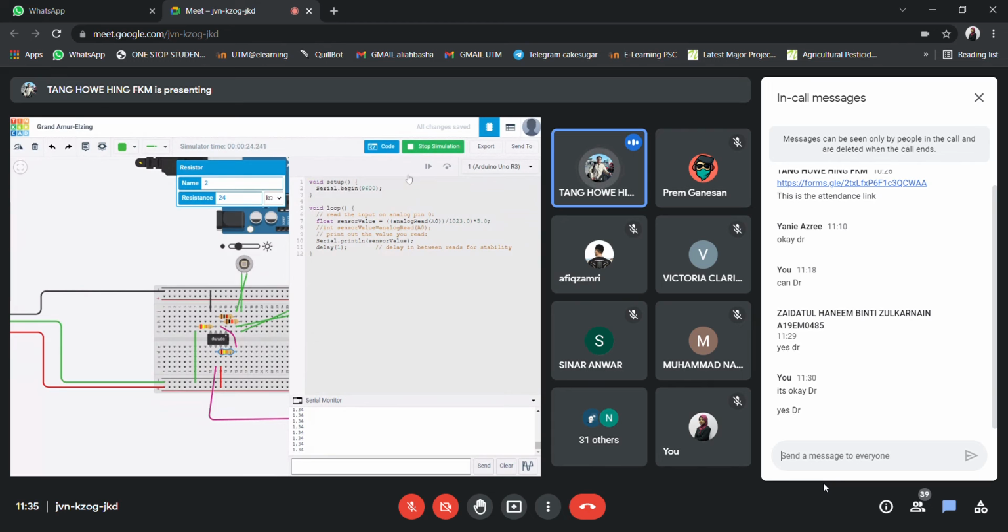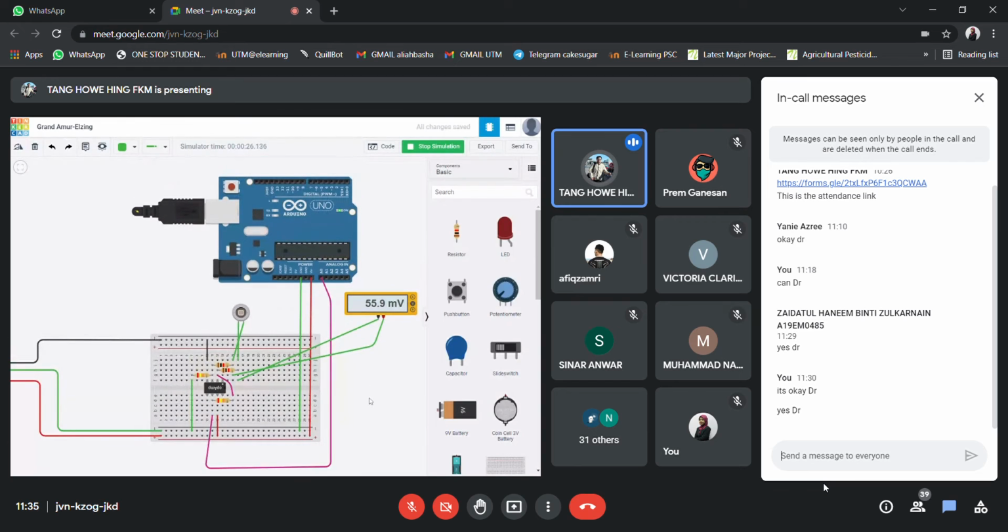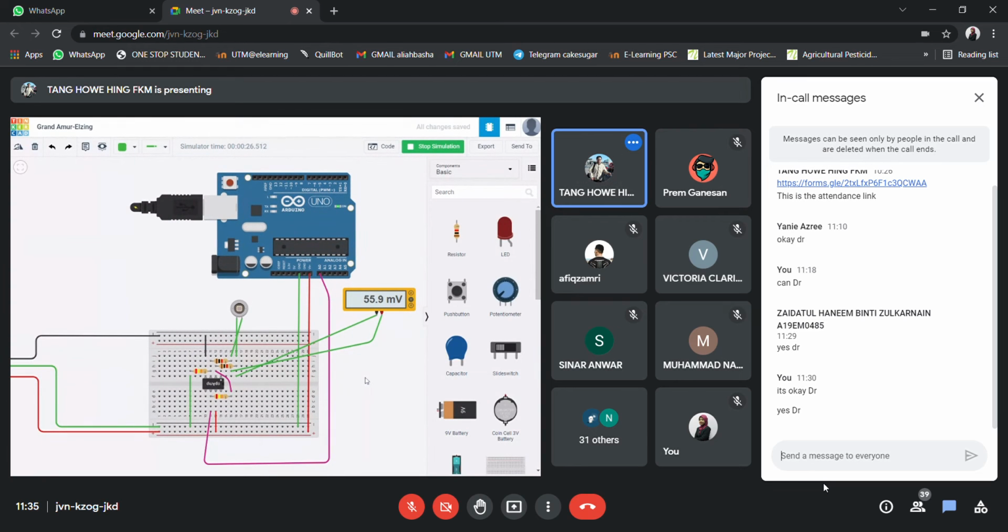Everyone clear about how to use these sensors? And also the signal conditioning in order to couple it with this microprocessor. Clear? Everyone? Is that all right? Or do you have any questions that you want to ask me?